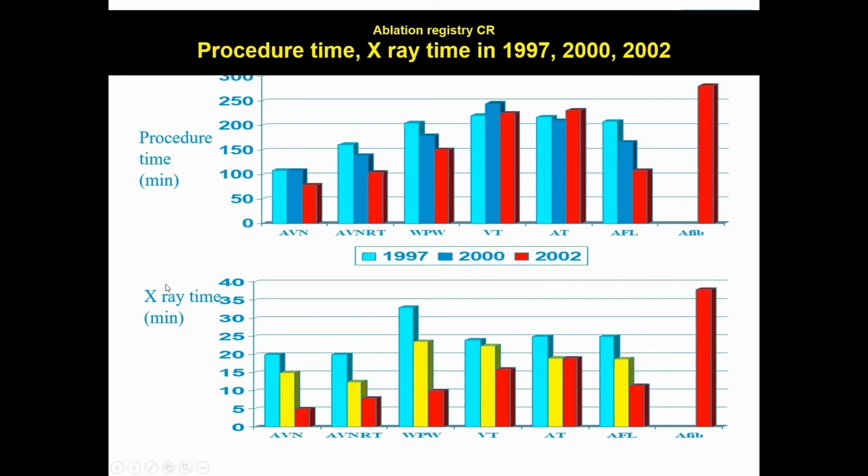The long times are also for X-ray. X-ray time for AV node was 20 minutes, AVNRT also 20 minutes, accessory pathway almost 35 minutes, and it's the same X-ray time for VTs, atrial tachycardia, and atrial flutter. When we started AFib ablation, it was almost 40 minutes, because at that time we had no 3D anatomical mapping system, no intracardiac echo, so only X-ray for navigation.